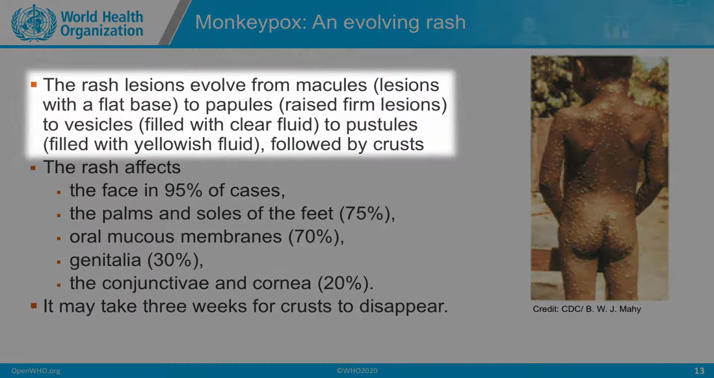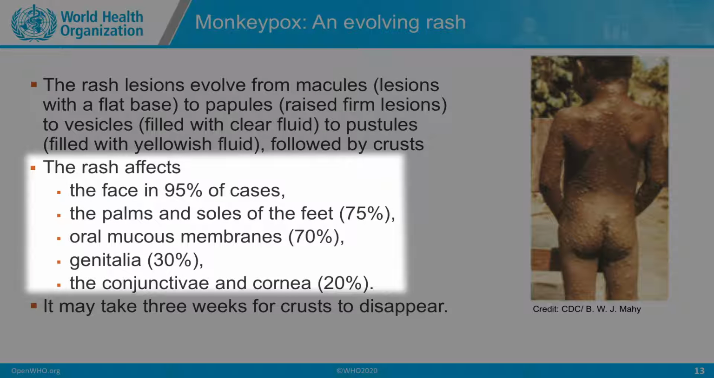This rash is very characteristic. You might recall smallpox. The rash of monkeypox looks very much like smallpox. It starts with what we call macules, which are flat lesions, usually reddish, to papules, which are raised, firm lesions, and then those evolve into vesicles, which have fluid in them, and finally to pustules, which actually have pus. These pustules then crust, they dry off, you could call them scabs, and this whole evolution can take several weeks. The rash will initially affect the face in 95% of cases.